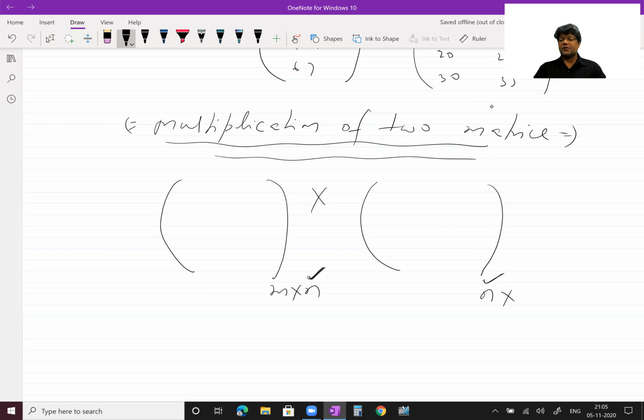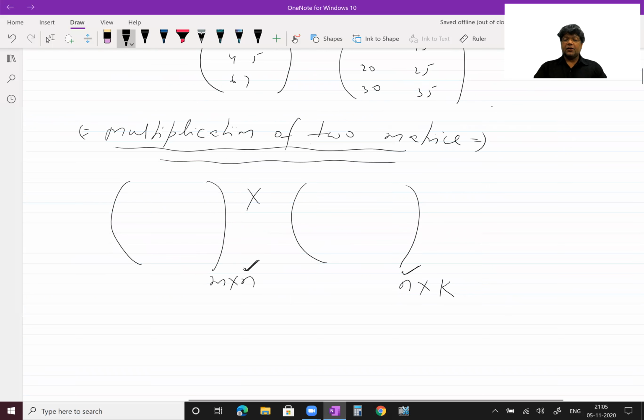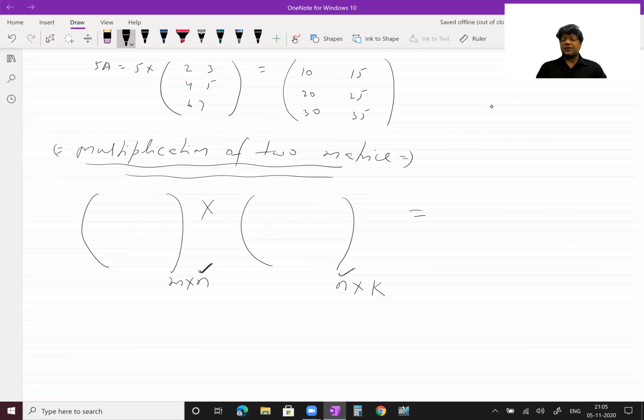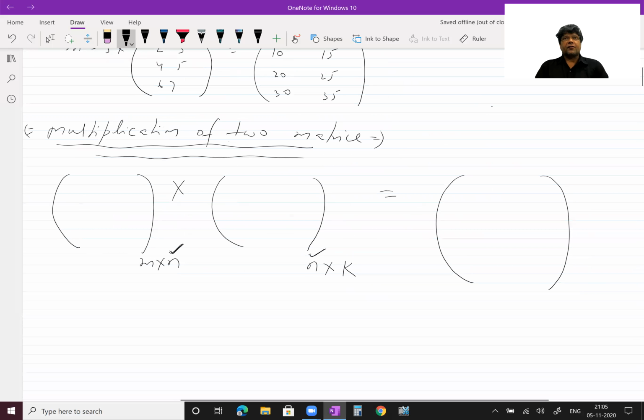So now you can multiply. Now suppose the second matrix is of the order n by k. If you multiply these two matrices, the result will be a matrix of which order? How to remember? Where I have ticked, forget that. If you forget that, what is remaining from the first? M. What is remaining from the second? K. So the result will be M by K.